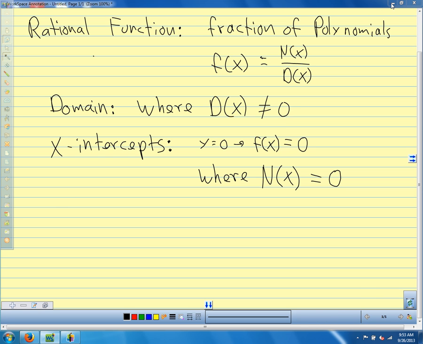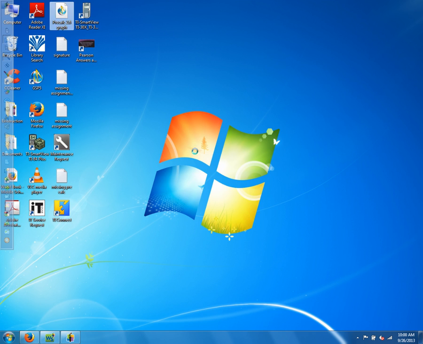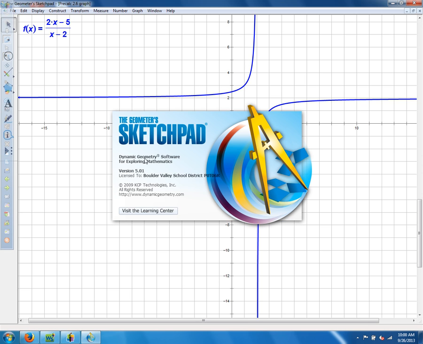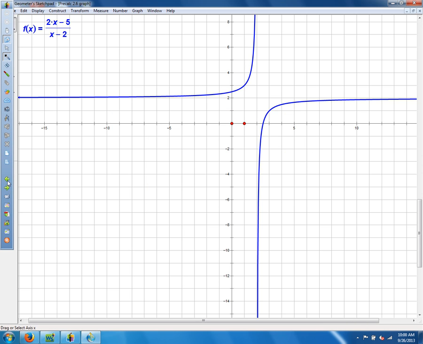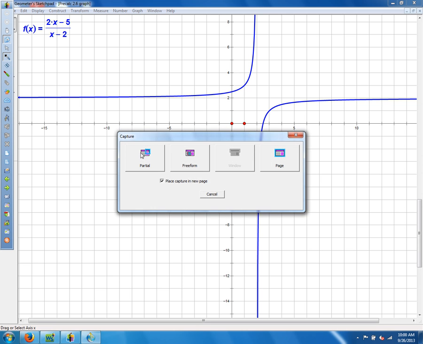So let me grab this and have it here. Take a picture.